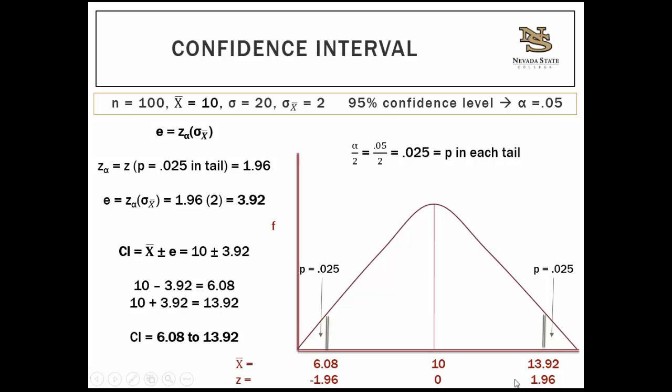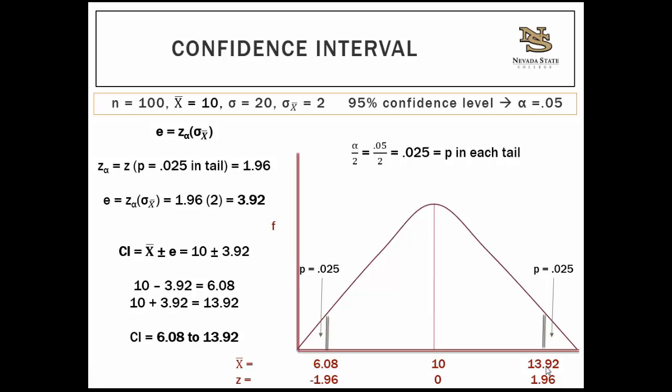So if we visualize this in a graph, we've got the 6.08 that represents the mean with a z-score of negative 1.96, and our 13.92, which is the sample mean represented by a z-score of 1.96, and we are 95% confident that the true population mean is between 6.08 and 13.92.